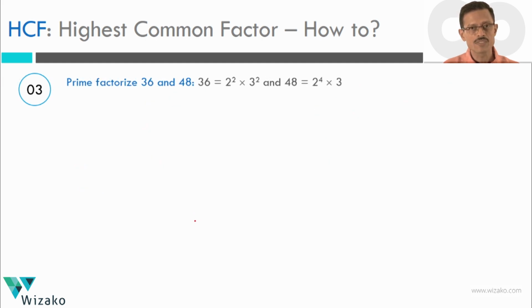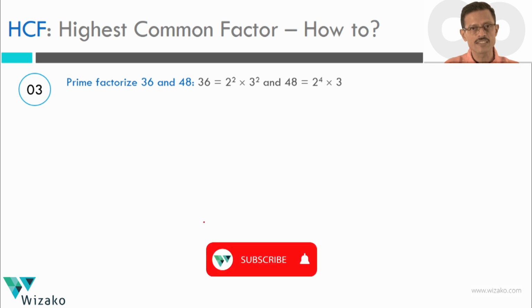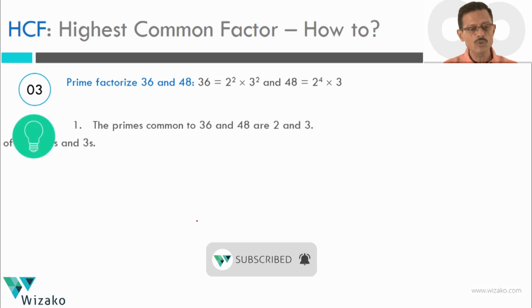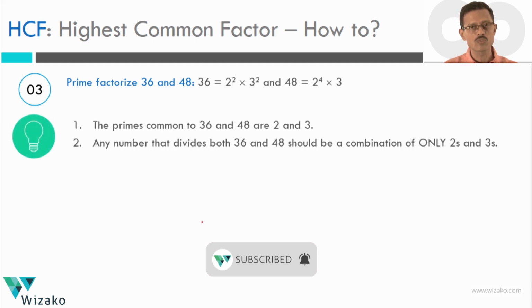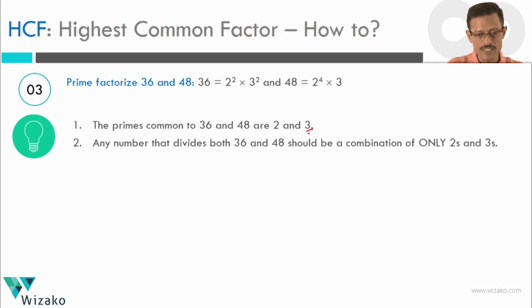Prime factorize both the numbers in this method. We got 2 square into 3 square for 36, and 2 power 4 into 3 for 48. Now pick those prime factors that are common to both, because only those will be able to divide both. In this case, the common prime factors are 2 and 3. Any other prime factor cannot be a part of the common factors list.